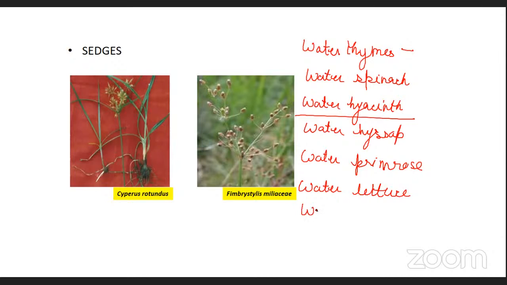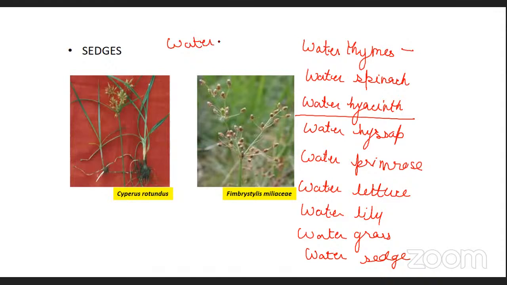Then you have water lily, and then water grass, and one water sedge is also there. Because water fern came up, that's why I'm telling you all the water plants, because I usually remember all the names like this. All the water plants should be together so that I will not forget.